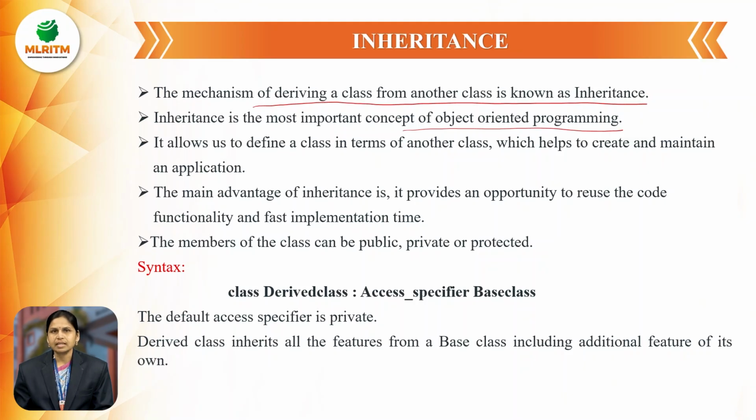One class is inherited from another class. It allows us to define a class in terms of another class, which helps to create and maintain applications. The main advantage of inheritance is that it provides the opportunity to reuse the code. Here we use the parent and child class relationship. The child class is inherited from the parent class. So the child class inherits some properties from the parent class.